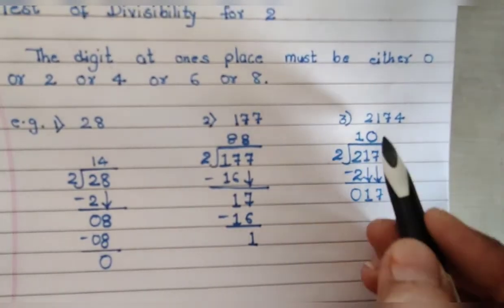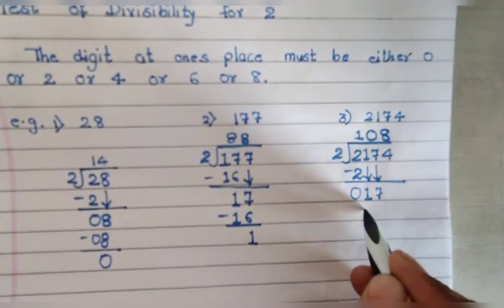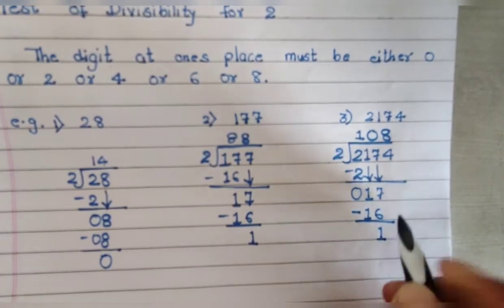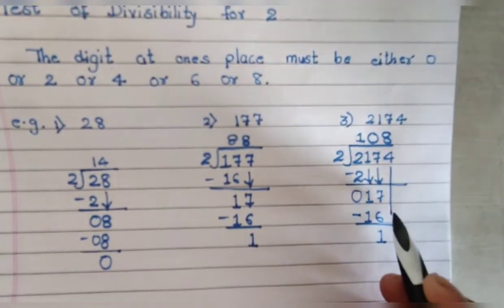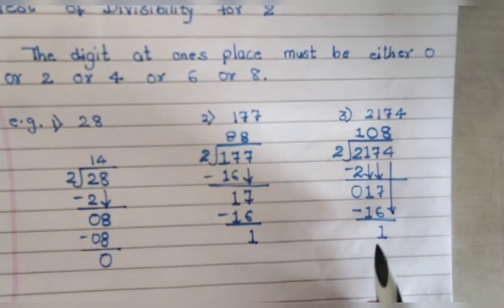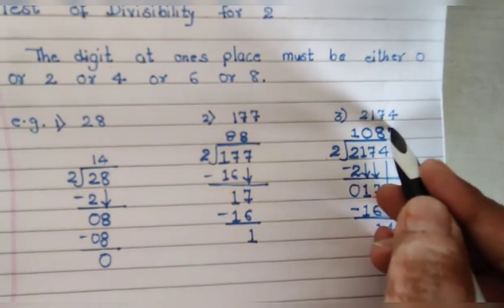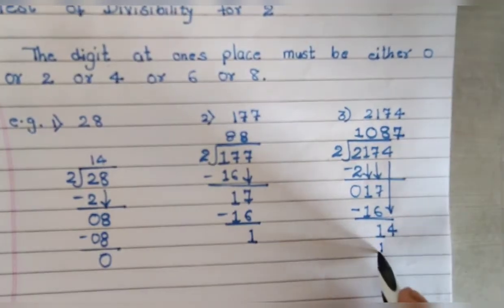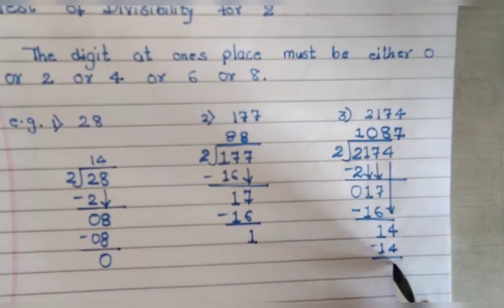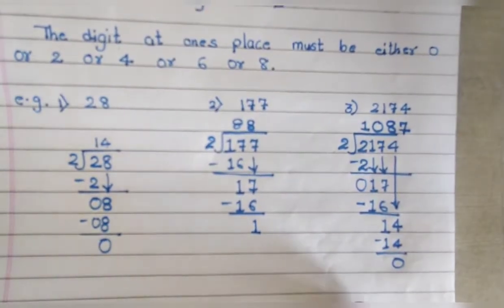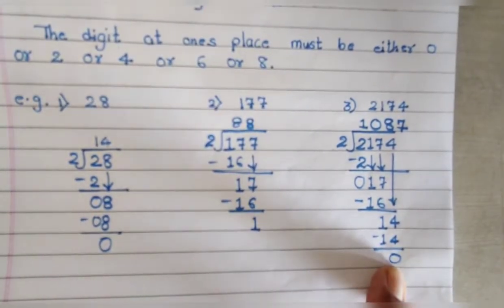So 2 8s are 16. After doing the subtraction, 1 will be left. Now it is the turn of 4 to come down. So it is 14. 2 7s are 14. After minus, we have the remainder 0. So students, you can see that the division is completed when we get 0 in our remainder.